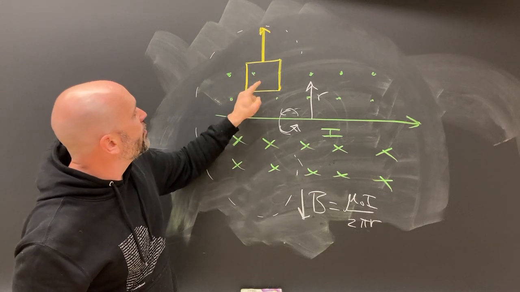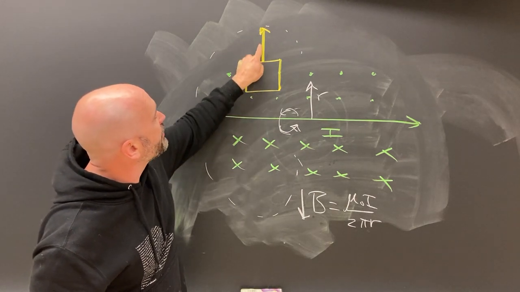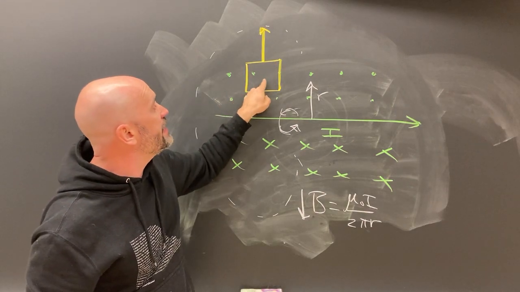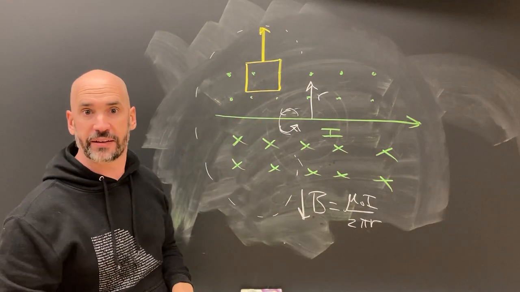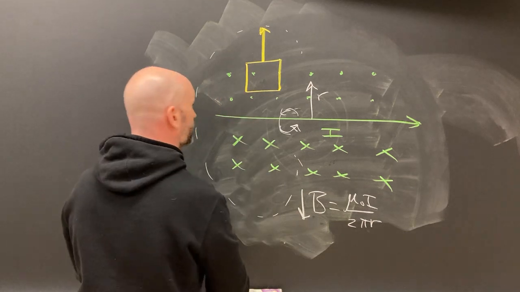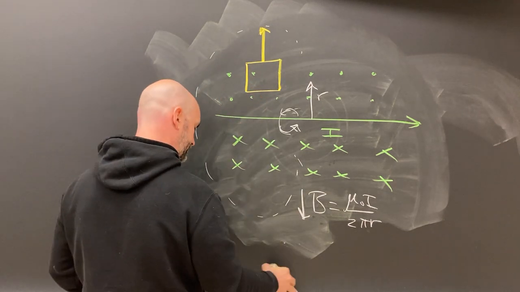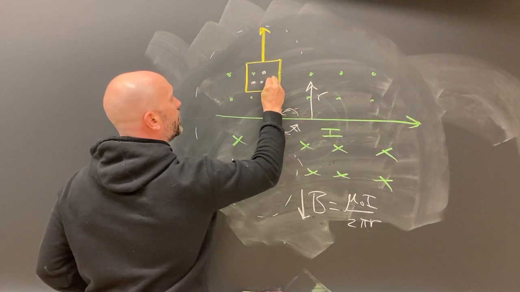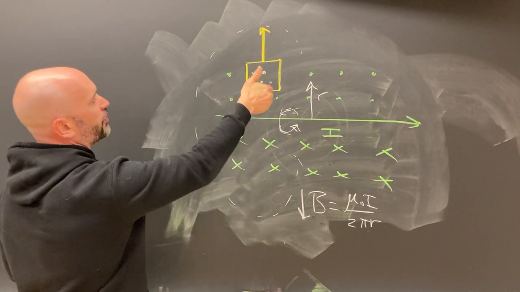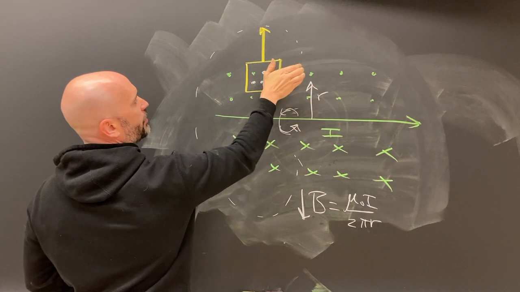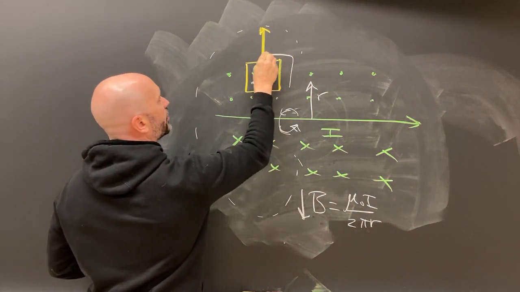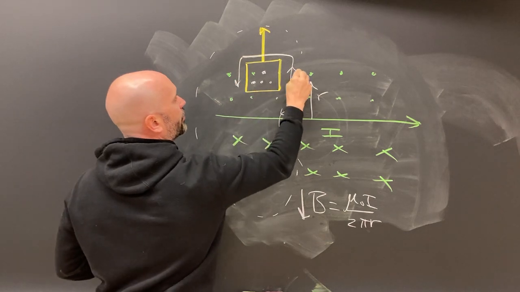So if the B field gets smaller as I pull this away, then this loop is going to try to induce a current to get that B field back again. So it wants more B field coming out, right? And so a B field coming out would go in around here and out the other side. That would be a counterclockwise current.